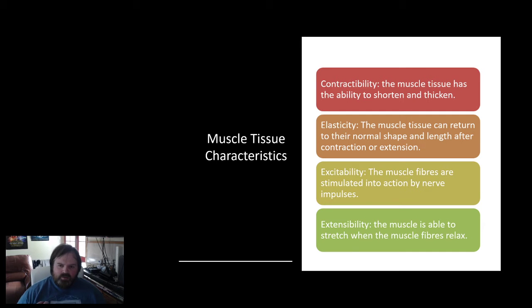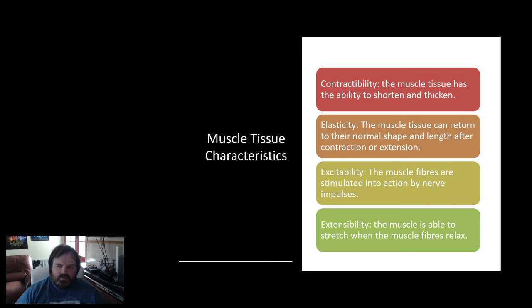Okay, elasticity. The muscle tissue can return to its normal shape and length after contraction or extension. If you stretch the muscle, or it contracts, and you take off that tension, boink, it springs back to its original size. Much like elastic in your underpants or trousers, you pull it out, you let it go, it slaps back to its original shape, original length.